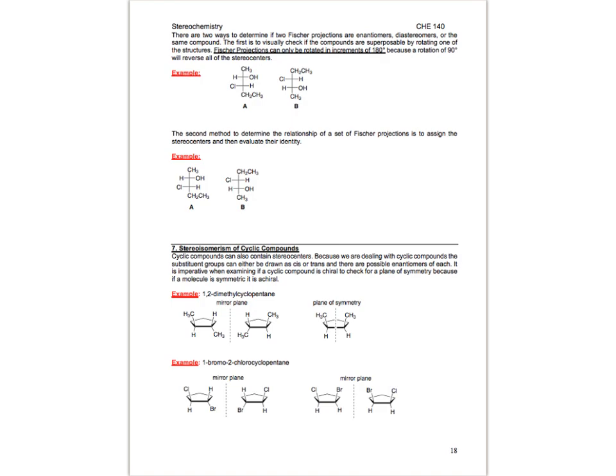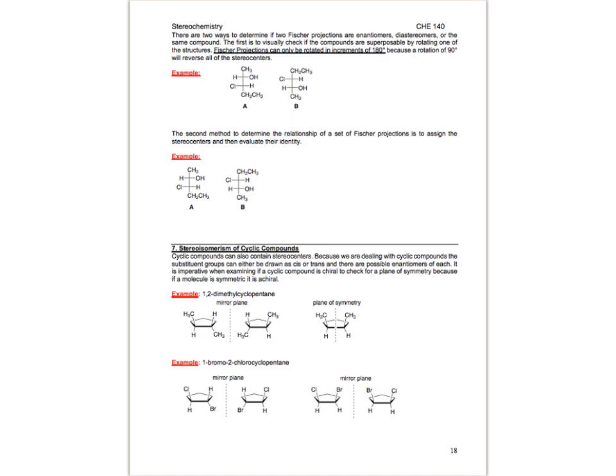So let's say we've got two compounds, A and B, and they're drawn in Fischer projections. How would we tell if these compounds are enantiomers or diastereomers? Well, there are two ways that we can do this. The first is that we can take one of these, A or B, and rotate it and see if it is superposable on the other.